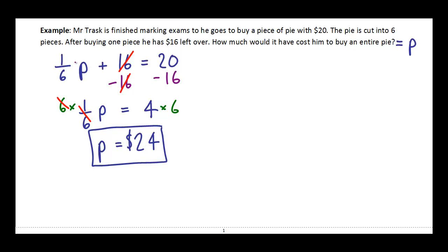So go back into the original equation. I've got 1/6 of 24, so that's 24 divided by 6, plus 16 equal to 20. And I'm just going to follow this down a step here. 24 divided by 6, that's 4, plus 16 equal to 20, and that is correct. So it looks like I've got my answer.